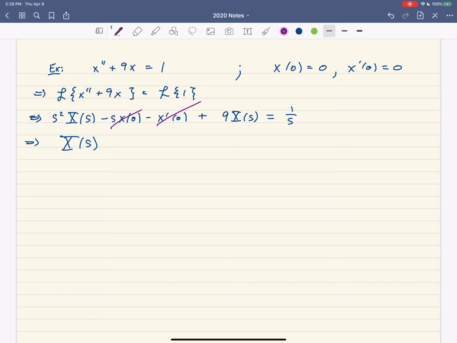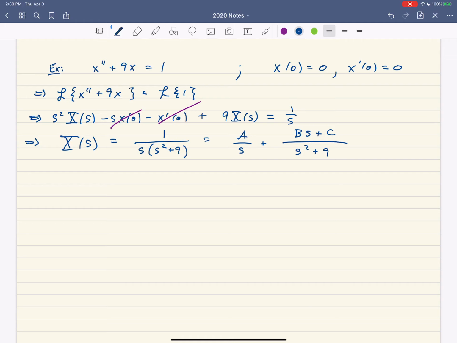So capital X of s is going to be equal to 1 over s times the quantity s squared plus 9. Now our job is to take the inverse Laplace transform of that, and the easiest way to do this is partial fractions. So we can write this in the form A over s plus (Bs plus C) over s squared plus 9.